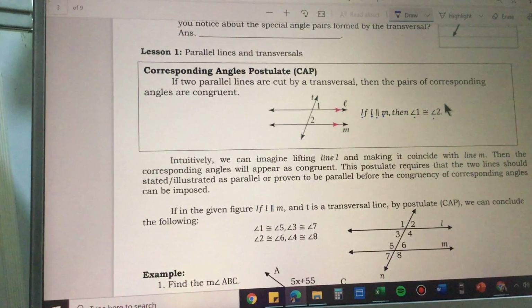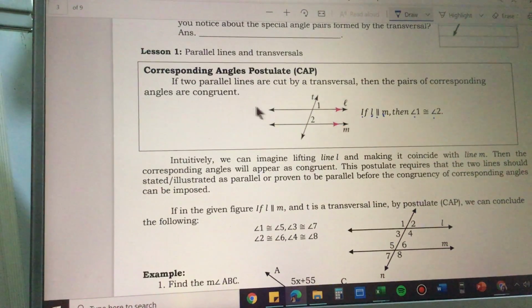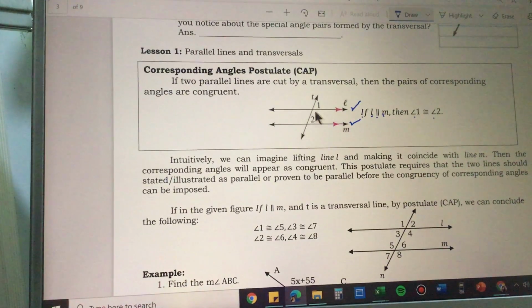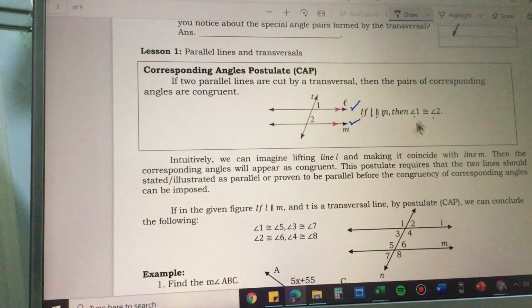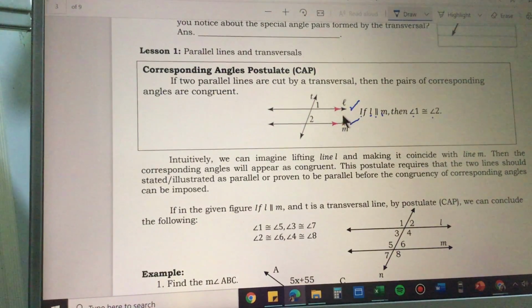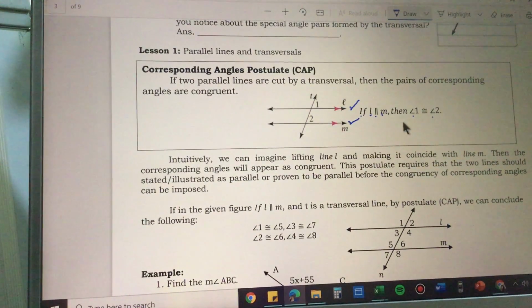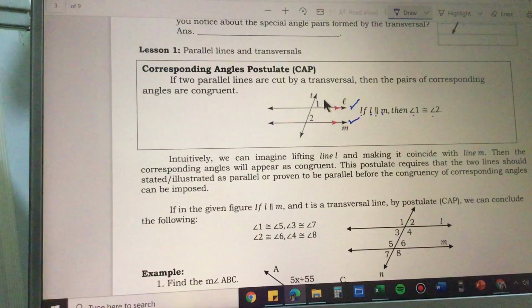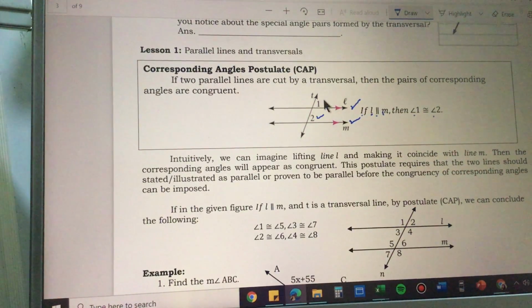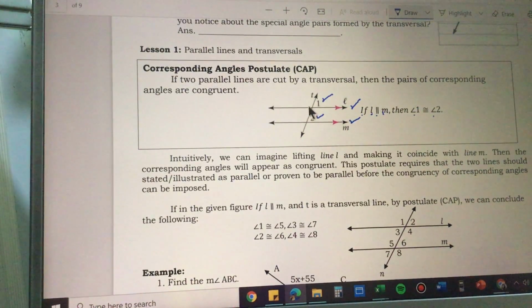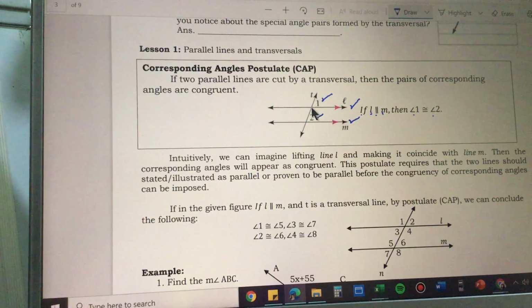So, yan yung naka-notation. So, dito, if line L is parallel to line M, then yung angle 1 and 2 ay congruent. Bakit? Because angle 1 and 2 here are said to be corresponding angles. If you can recall the definition of corresponding angles last week, corresponding ang dalawang angles kapag yung isa ay interior, yung isa ay exterior, tapos yung pair of angles na to ay nasa iisang side lang ng transversal. Ibig sabihin, they are lying on the same side of the transversal, and they must be non-adjacent.